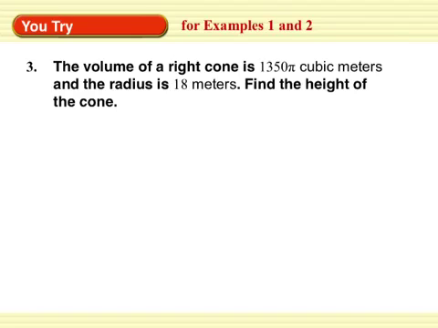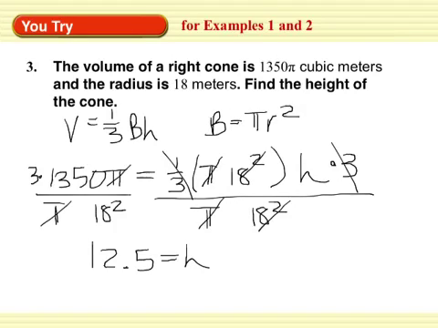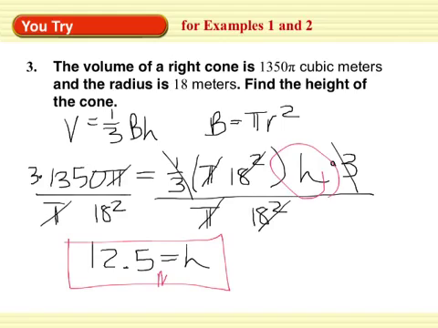Alright, last one. The volume of a right cone is given. The radius is given. Find the height of the cone. Try on your own. Make sure you understand the algebra, and we'll check your answer when you're done. Okay, I set up my equation. I multiplied and divided to solve for h, and I got h equals 12.5 meters.